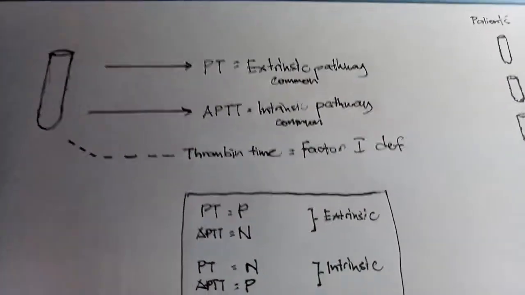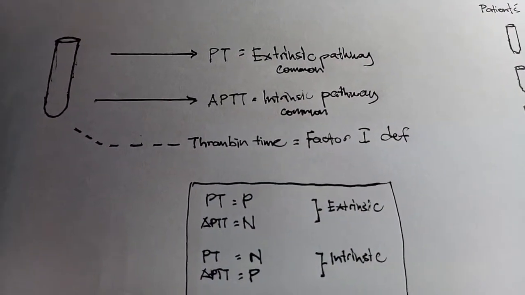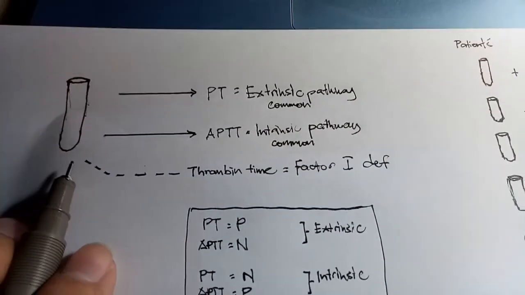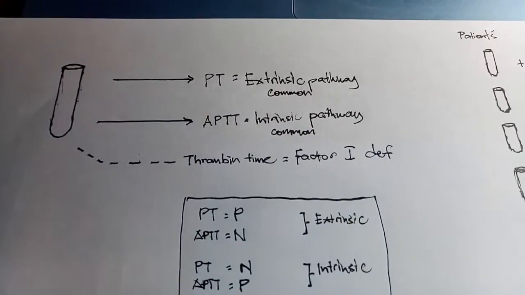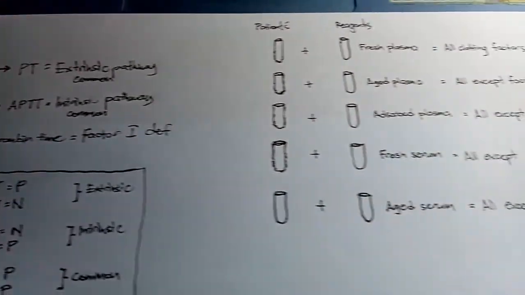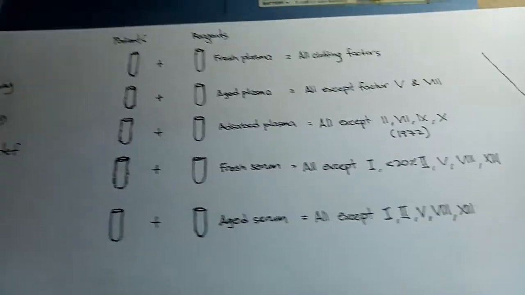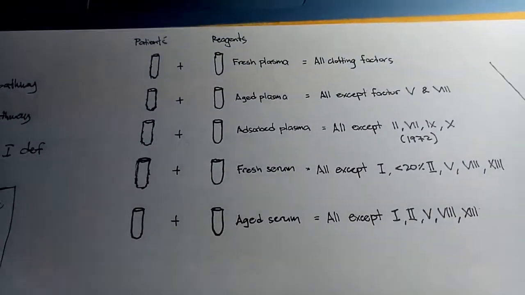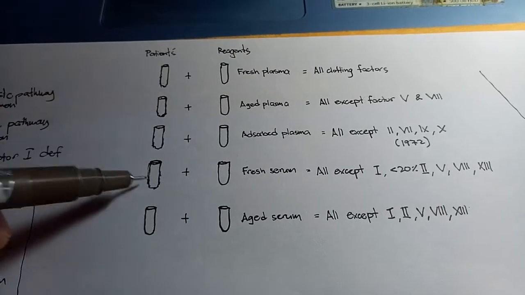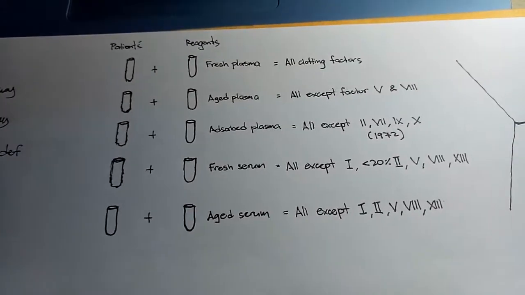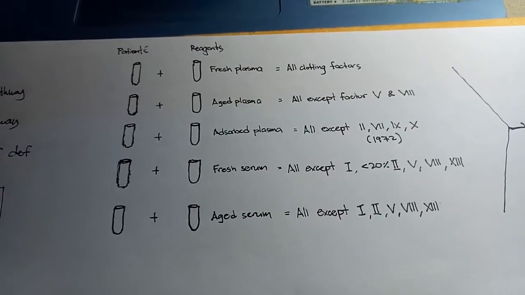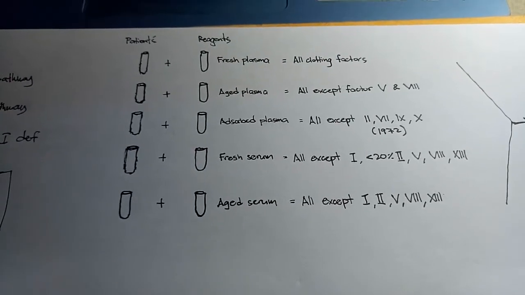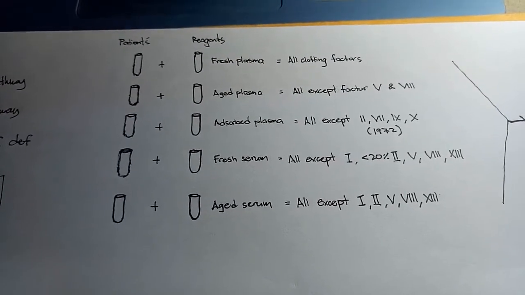So that is the first step. The next step is to aliquot this patient's plasma. Divide it into 5 tubes: 1, 2, 3, 4, 5. Or it depends on how many tubes or samples you will use, and also on how many reagents you will use.